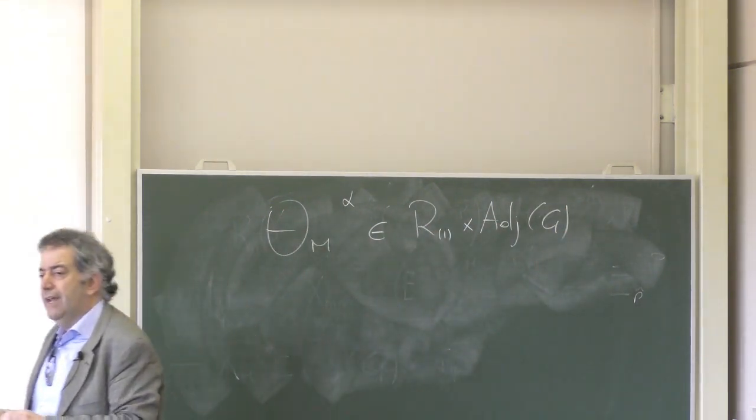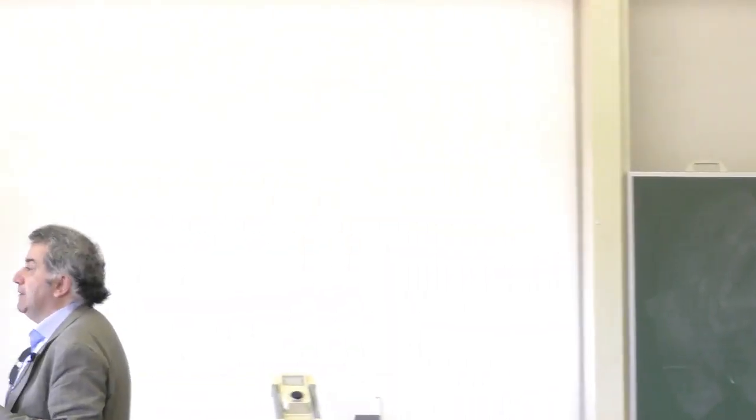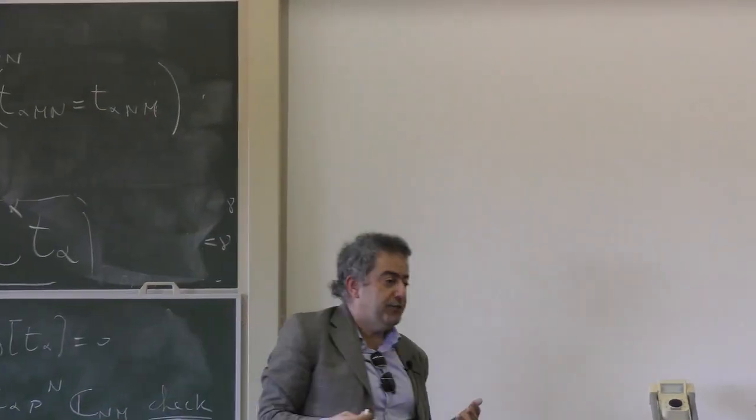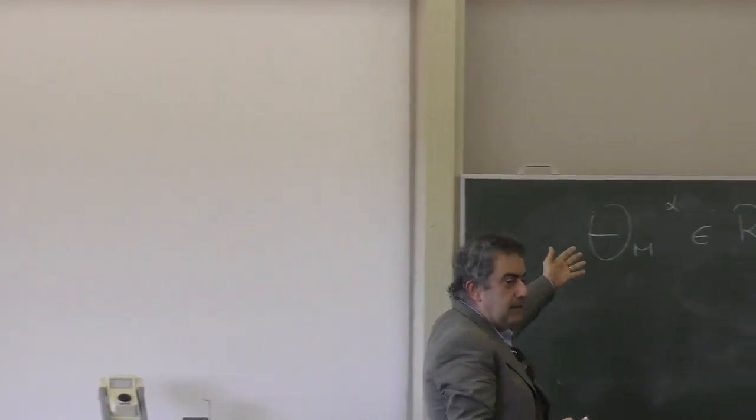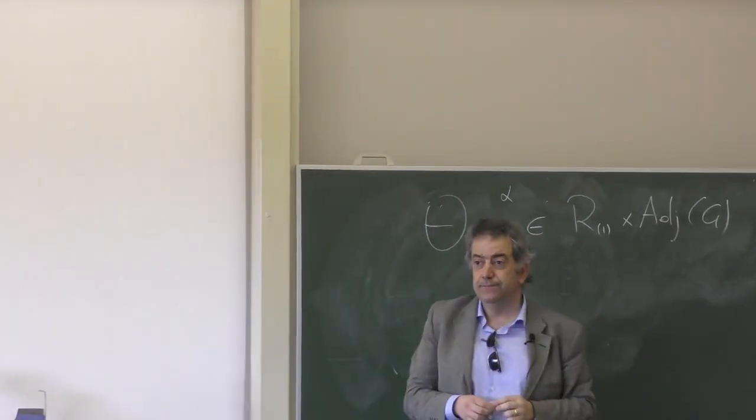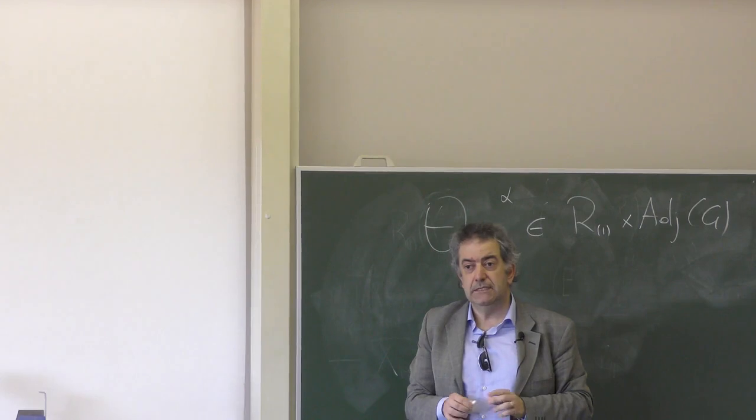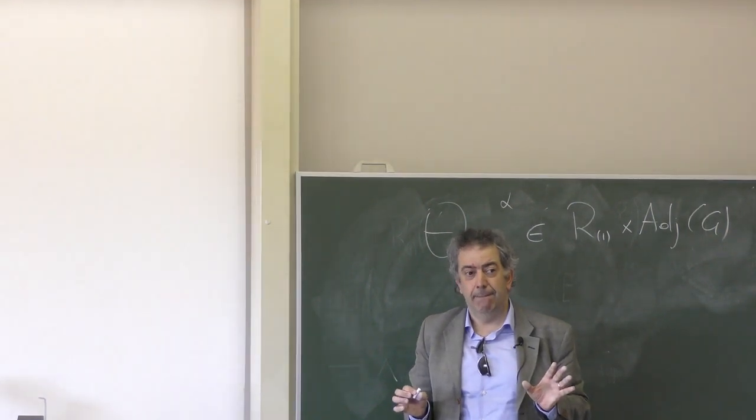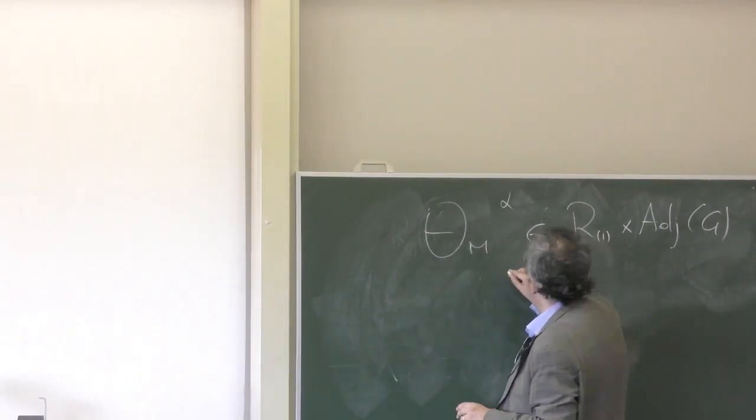Okay? So we are encoding all information about our choice of the gauge group in a tensor which is formally, at least, covariant with respect to G. Is this clear? Are there any questions? This is called the embedding tensor.